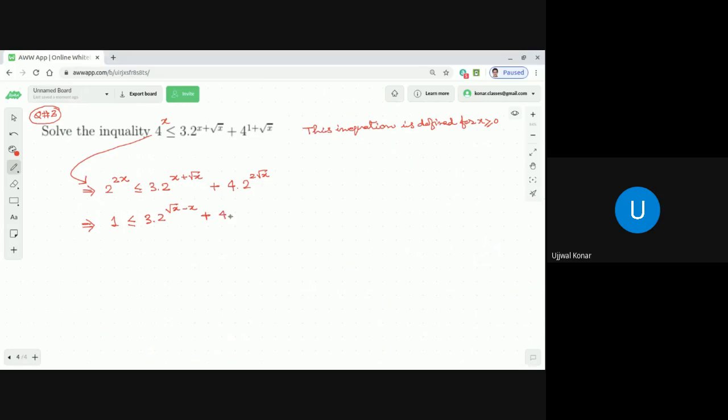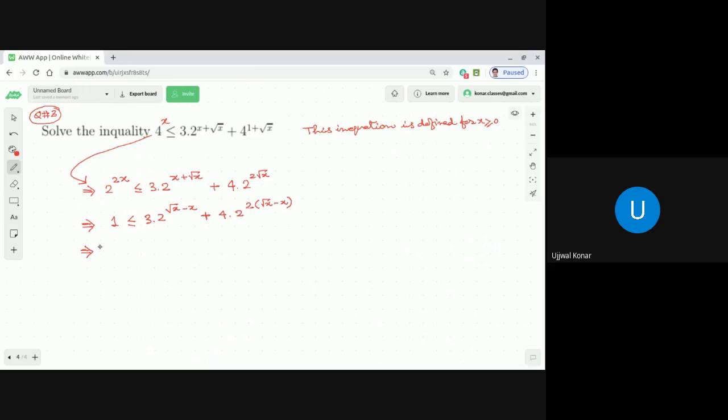So 4 into, what are we going to get? 2 to the power 2 into root x minus x. All of you are able to get it now. There is a reason why we did so. If you see, 2 to the power root x minus x is our concentration now.